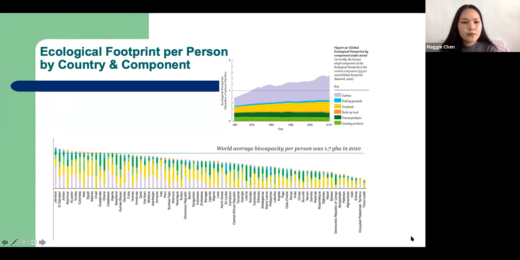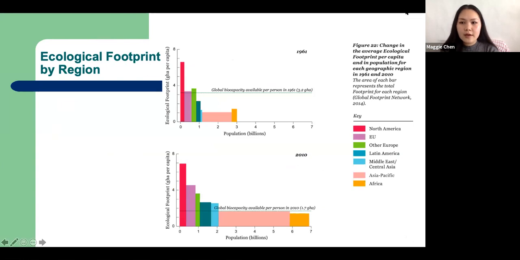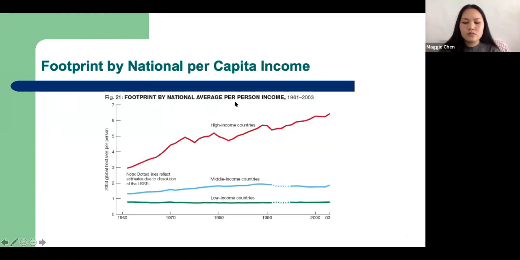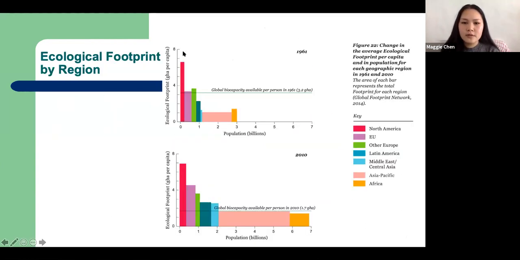Moving forward, we're going to look at ecological footprint by region over time. We have our 1961 graph at the top and our 2010 graph at the bottom.